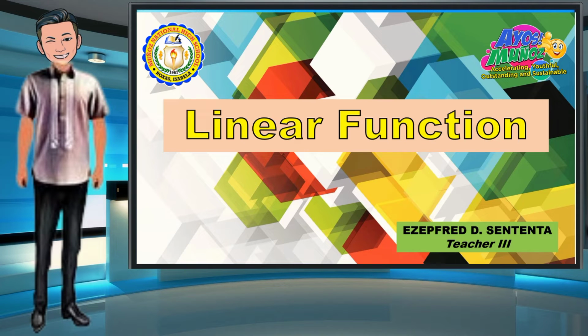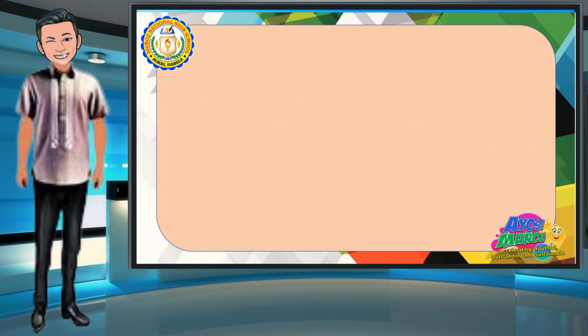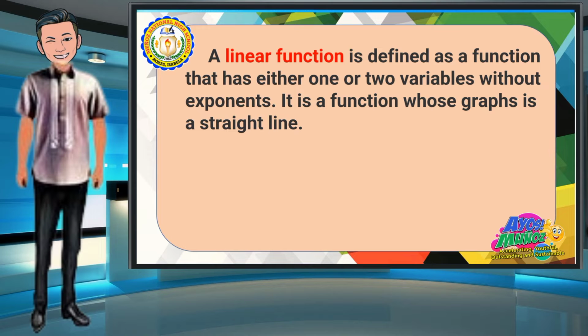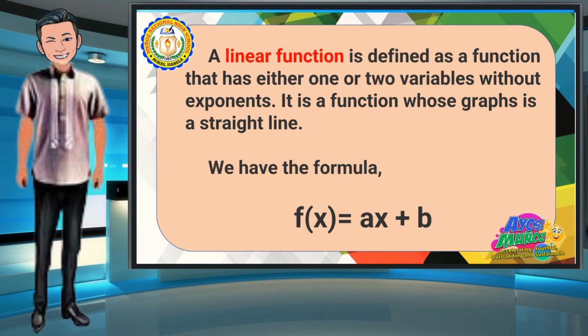Let's discuss linear function. First, let's define what a linear function is. A linear function is defined as a function that has either one or two variables without exponents. It is a function whose graph is a straight line. We have the formula, or the standard form, of a linear function: f of x equals ax plus b.